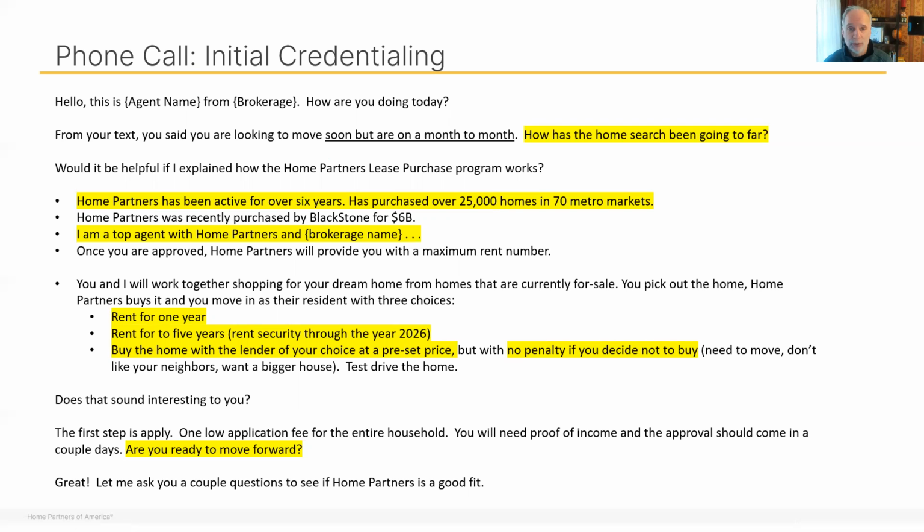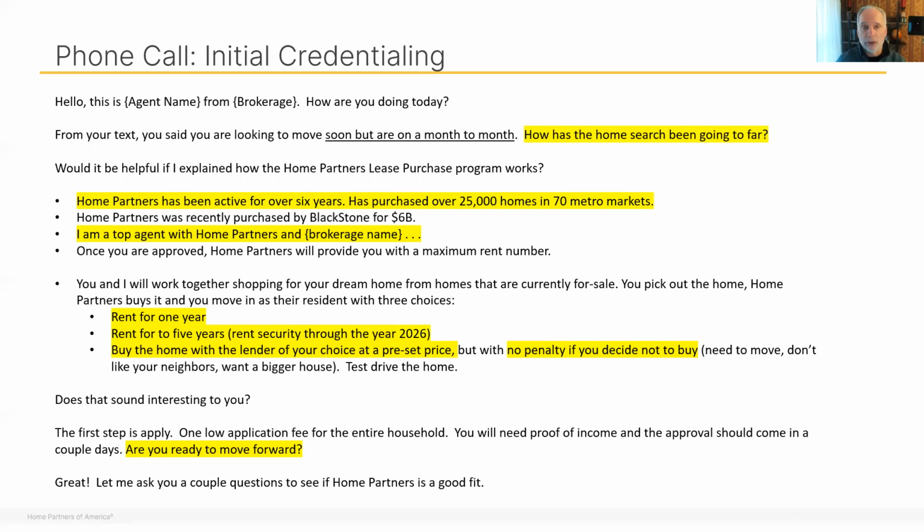I put a lot of families into houses, and I want to provide you with that same high level of service. So now that I've credentialed Home Partners, now that I've credentialed me, or my team, right? If I'm working with a team, you're going to be working with the best agents available in the metro market. Now I want to reiterate the proposition, right?